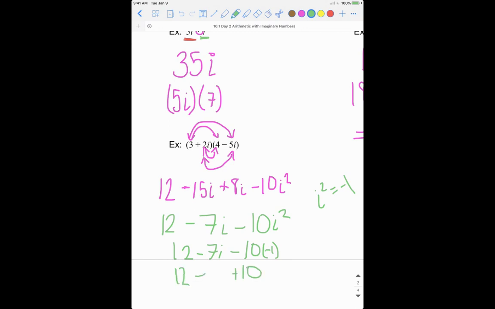12 minus 7i. Okay, so now we do have two pieces we can combine. We can combine our 12 and our 10 because they no longer have i's. So we get 22 minus 7i. As we think through this, we always want to be thinking about going back to our standard form, where we put the real piece first, followed by our imaginary piece second.